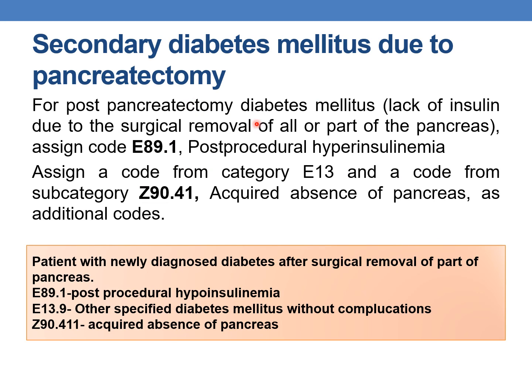Now for post-pancreatectomy diabetes mellitus, that is lack of insulin due to surgical removal of all or parts of pancreas, assign code E89.1, post-procedural hyperinsulinemia, first, followed by a code from the category E13, and additionally a code from the category Z90.41 to indicate acquired absence of pancreas. Let us see an example. A patient with newly diagnosed diabetes after surgical removal of part of pancreas. For that, the first code should be E89.1, post-procedural hypoinsulinemia, followed by E13.9, other specified diabetes mellitus without complications, followed by Z90.411, acquired absence of pancreas.